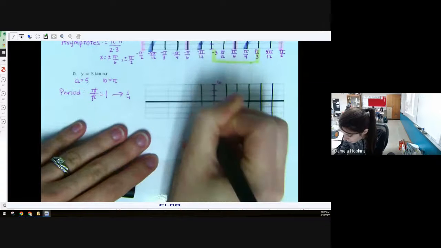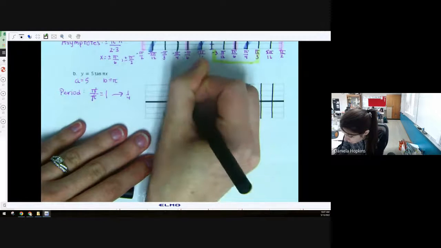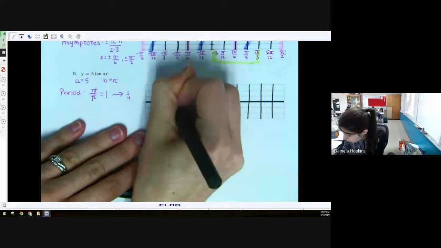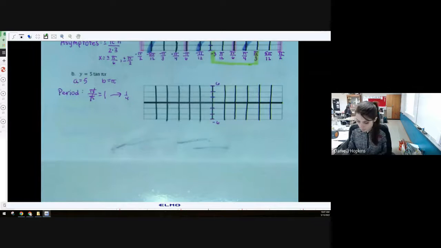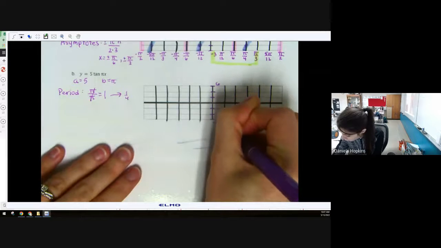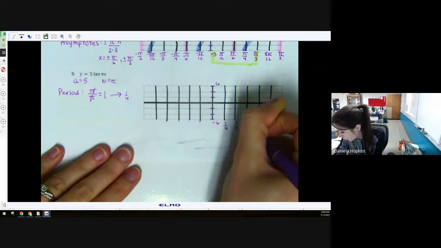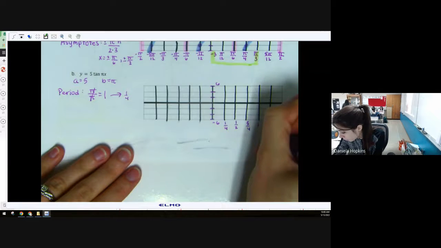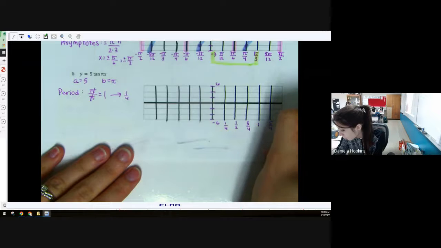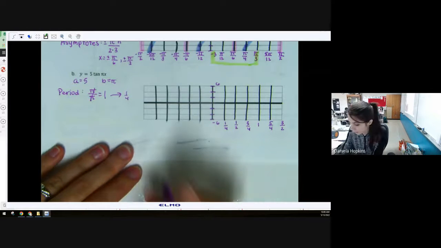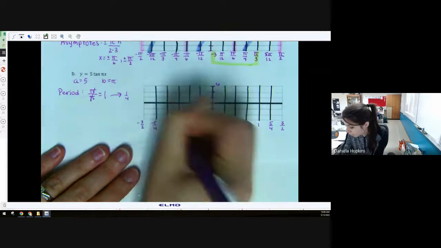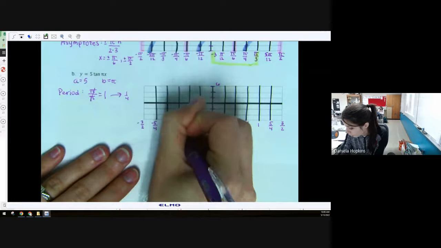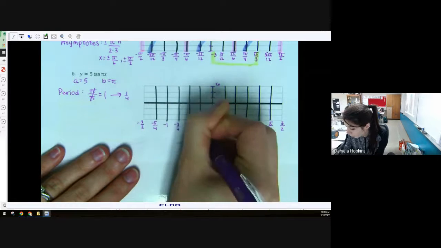And again, your worksheet is fine. You don't have to do this for your worksheet. I just messed up on the notes. All right, so if I'm counting by a 4th, this would be 1/4. 2/4 is a half. 3/4. 4/4 is 1. 5/4. 6/4 would be 3 over 2. And then the negative side, so -3/2, -5/4, -1, -3/4, -1/2, -1/4.